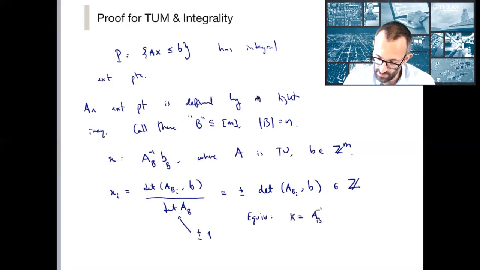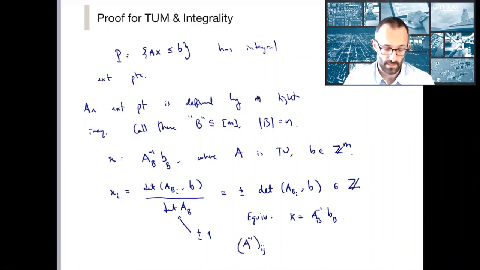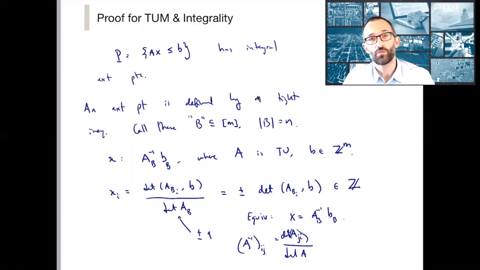And then another way to see this, using the other fact, is that, more directly, x is equal to A_B inverse times b. And we said the ij elements of A inverse are equal to the determinant of this matrix divided by the determinant of A, which again has to be plus or minus 1. So all entries of A inverse are plus or minus 1 or 0. And again, note that we could have also appealed to the original fact, and this gives us an idea of why those two definitions are equivalent.